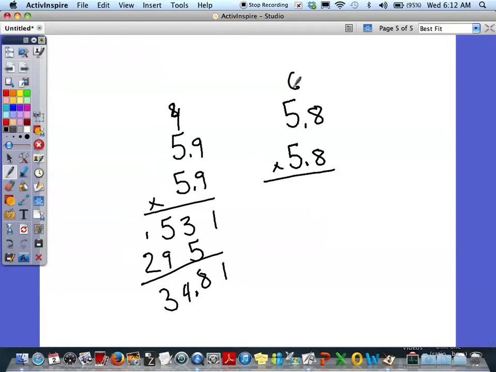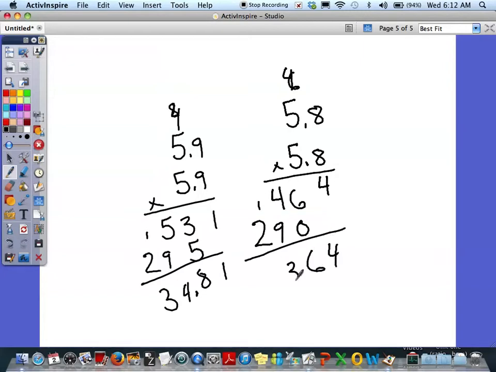8 times 8 is 64. 8 times 5 is 40 plus a 6, 46. 5 times 8 is 40. 5 times 5 is 25 plus the 4, 29. 4, 6, 13, carry the 1, 3. Oh my gosh, it's just less than what we want. This is good.